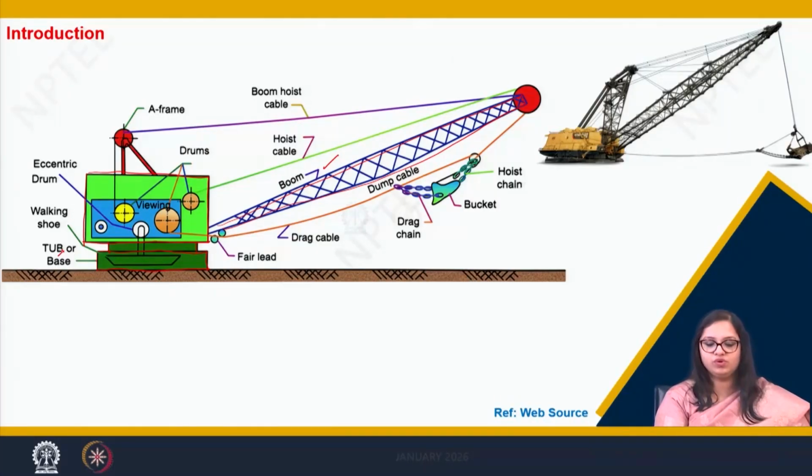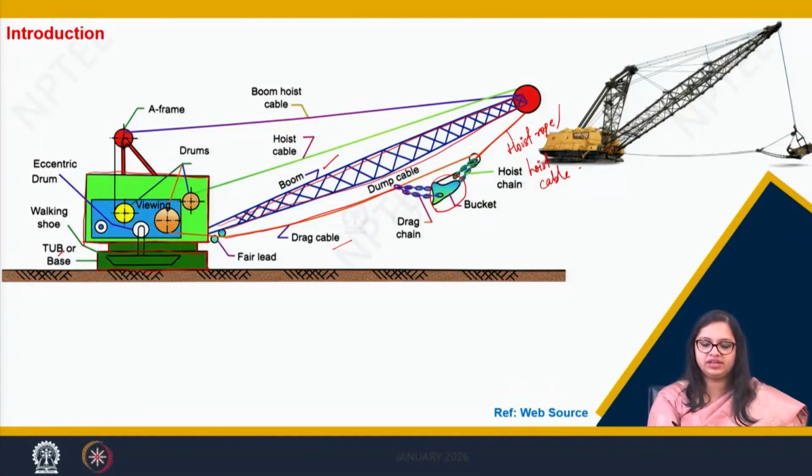Now, the most important thing of this dragline is the bucket that you see here. Now, this bucket is connected to two ropes. One is the hoist rope here and the other is the drag rope here. We also call it drag cable. So, this is the hoist rope or hoist cable.